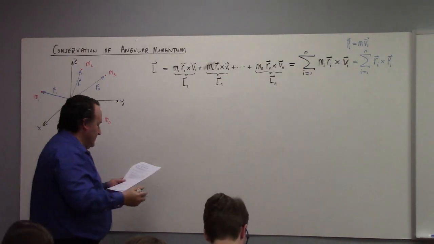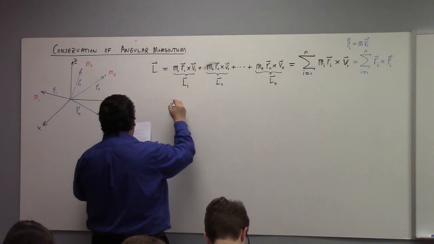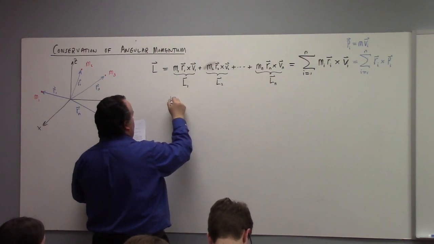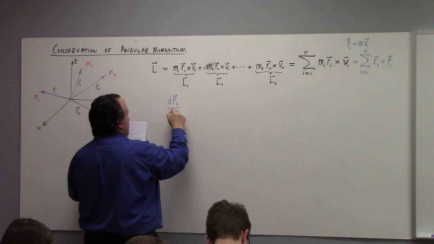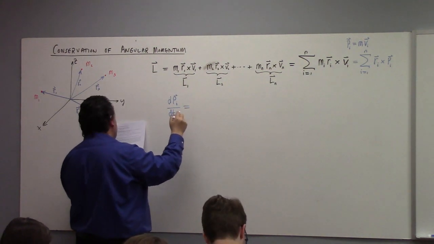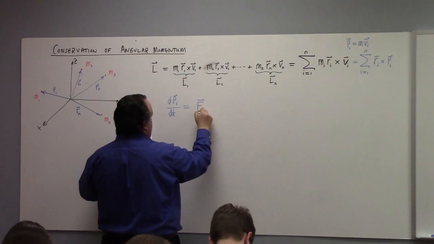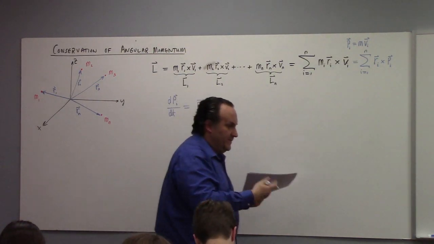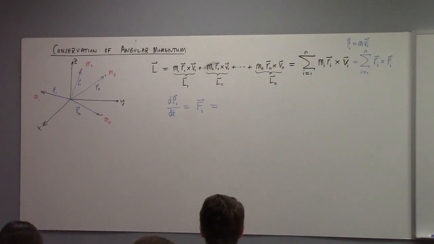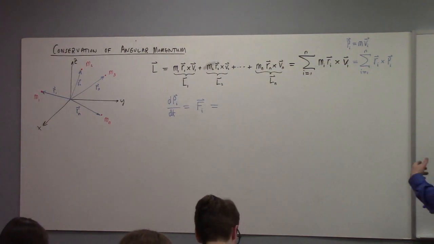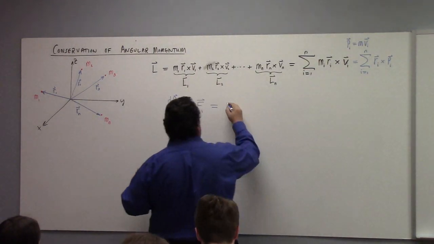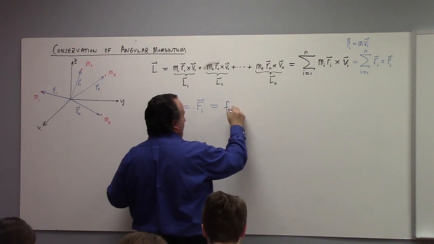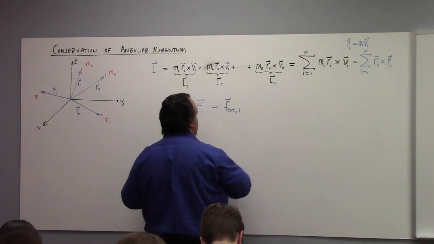So of course, we know Newton's second law applies to each mass, and so we can write down the following: dp_i/dt is equal to, let's say, F sub i. If we think about the net force on the ith particle, there are two pieces to it. The net force consists of the part of the force which is external to the system, so the external force on the ith particle.